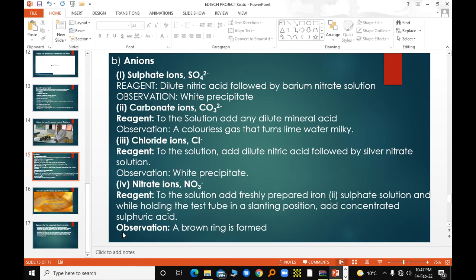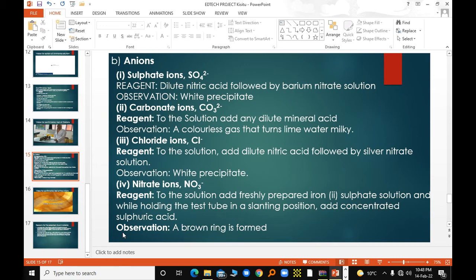How do you confirm anions? For sulfate ions, the reagent used is dilute nitric acid followed by barium nitrate solution. As we saw previously when we were studying acids, bases and salts, all sulfates are soluble apart from barium, lead, and calcium, which are sparingly soluble. So those three ions which form insoluble sulfates are the ones used to confirm.